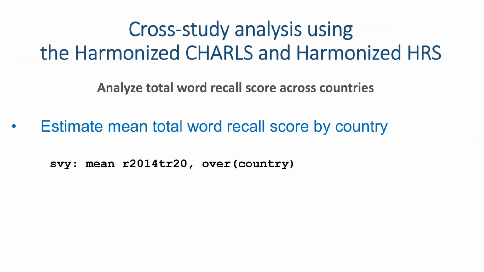So we're going to estimate our mean total word recall score for China and the US. So we're going to include svy to recall our earlier command for weighting the data. Then we're going to ask for the mean of R 2014 TR20 over the country variable.